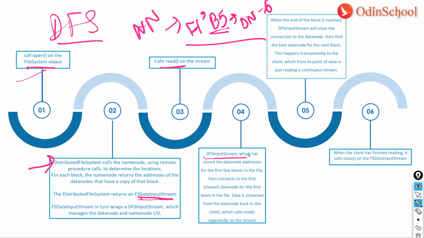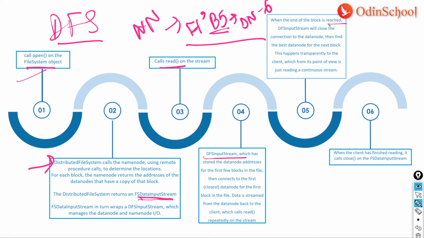Okay, and then when the end of the block is reached, DFS input stream will close the connection to the data node first, then find the best data node for the next block. This happens very transparently to the client, so that the client has a kind of single view that it is reading a continuous stream, but ultimately it is a series of streams with different data nodes. Okay, and these blocks are always read in order, with the DFS input stream opening new connections to the data nodes as the client is reading through the stream.